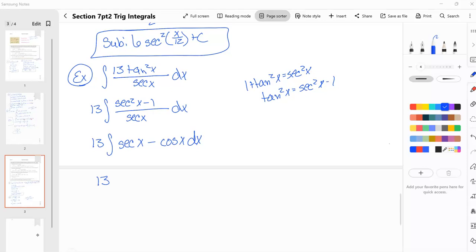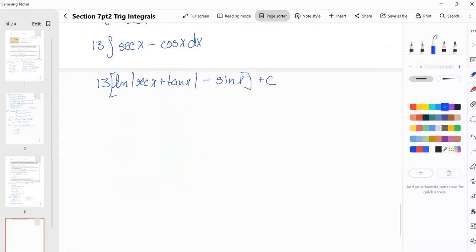Sorry, I was looking at the wrong formula. If we integrate secant, we're going to get ln of secant of x plus tangent of x. And then when we integrate cosine, we're going to get sine plus c. So there's our final answer for that one. So let's look at some other ones.